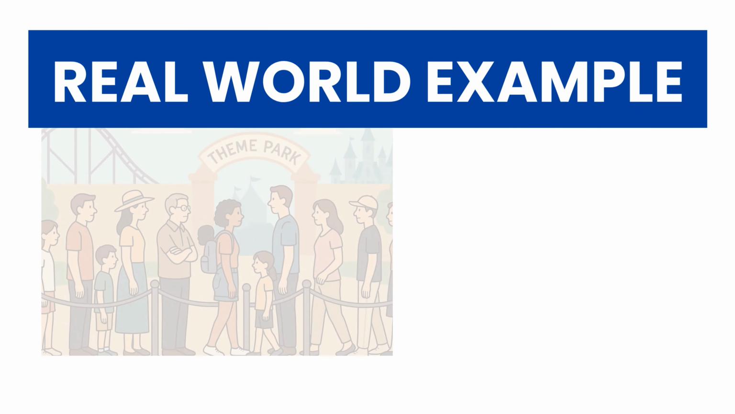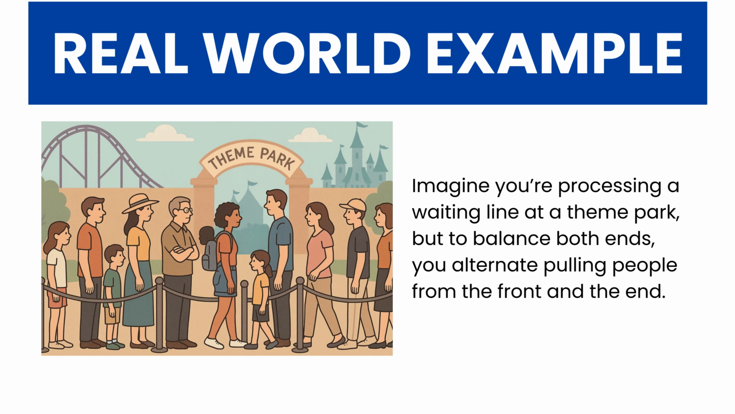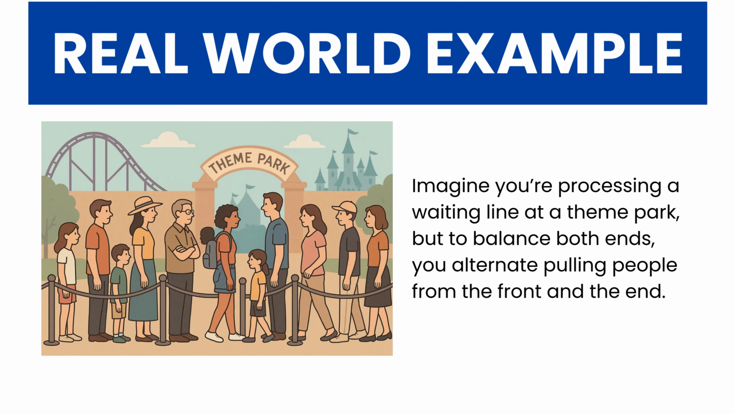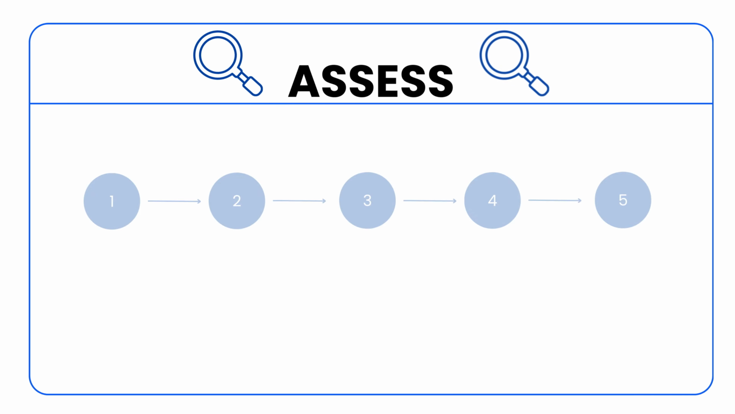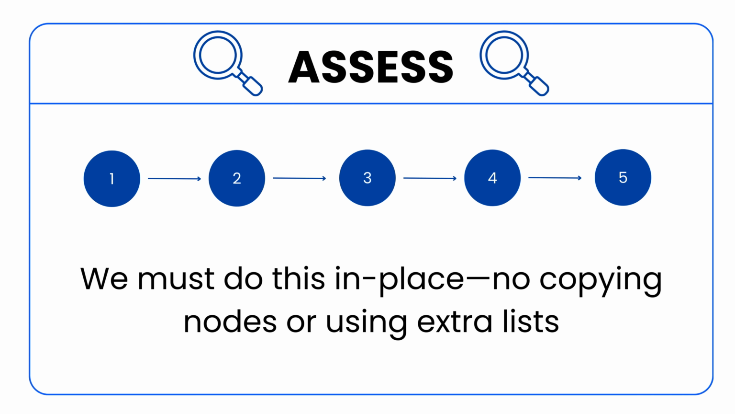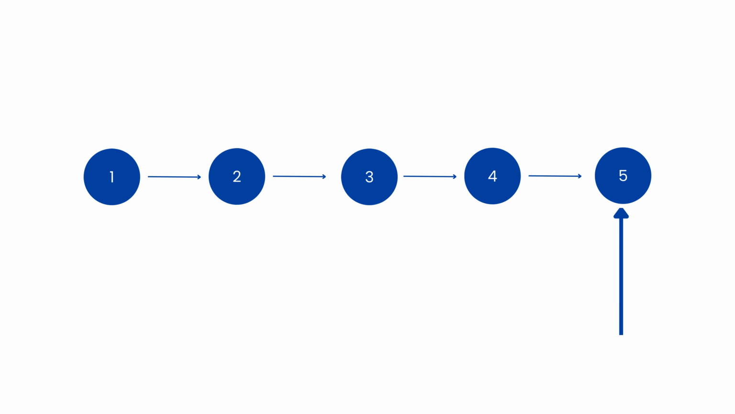Real-world example. Imagine you're processing a waiting line at a theme park, but to balance both ends, you alternate pulling people from the front and the end. Or in file processing, if you want to interleave oldest and newest records for sampling. What's tricky? We must do this in place, no copying nodes or using extra lists. If you try to naively alternate pointers, you might easily lose access to the remaining nodes.